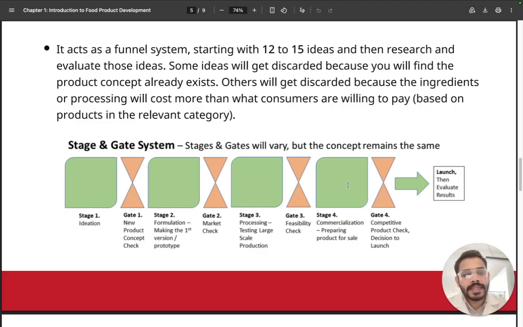Then it will go to gate 3, that is a feasibility check. So connecting this ideation, formulation, processing, we will check the feasibility, how the economic feasibility will be compatible with all these processing, the cost of ingredients, and the scale up operations. So from that it will go to stage 4.